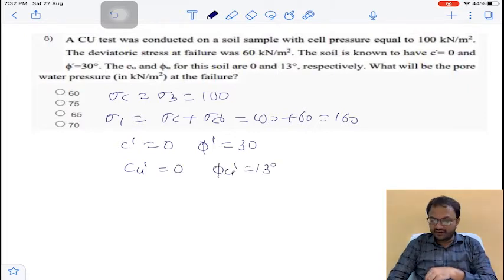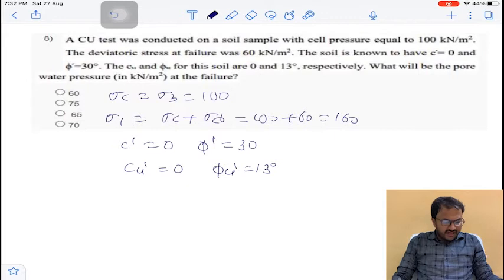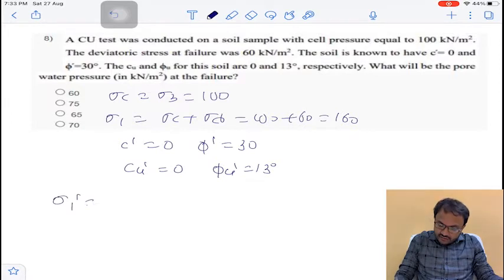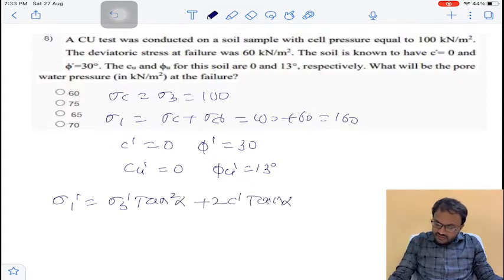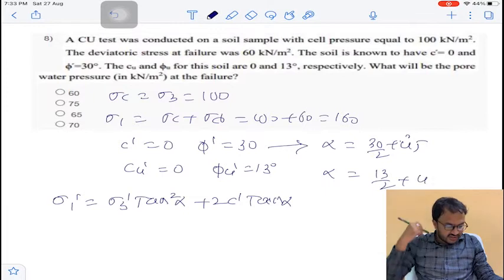Now we need to calculate what will be the pore water pressure at failure. We have an equation, sigma 1 is equal to sigma 3 tan square alpha plus 2c tan alpha. Similarly, sigma 1 dash is equal to sigma 3 dash tan square alpha plus 2c dash tan alpha. So corresponding to this phi dash, alpha is equal to 30 by 2 plus 45. Here alpha is equal to 13 by 2 plus 45.